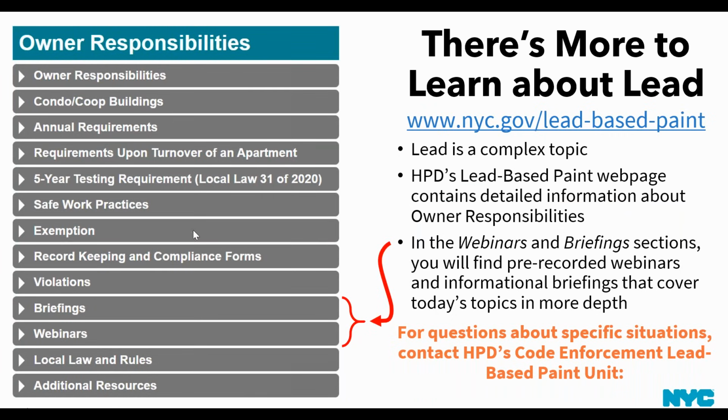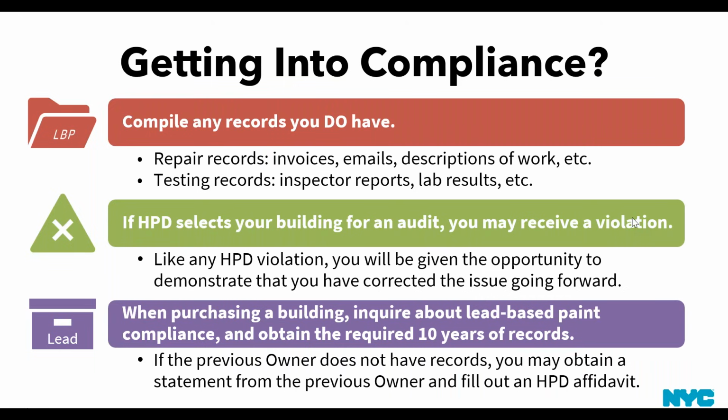So if you want to ask a question about your particular building, any question that's going to start with the date your building was built and what to do about a specific violation, for instance, you should call our lead-based paint unit at 212-863-5501. They're going to be the ones who can help you with those questions, and we won't be able to answer them during our Q&A today.